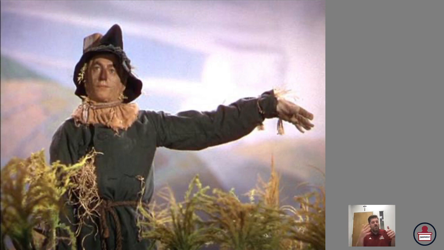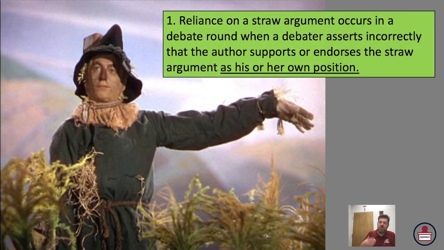This is also like a distortion. You have selectively edited parts out. Reliance on a straw argument happens in a debate round when a debater asserts incorrectly that the author supports or endorses a straw argument as his or her own position. What happens is the author has introduced a position to argue against it, and the debater just says, oh yes, this author is introducing this argument, and they don't talk about how the rest of it is counteracting this straw man they're burning down.